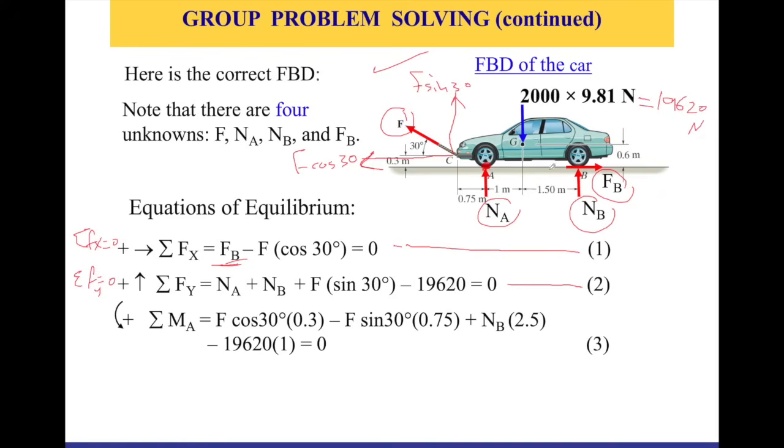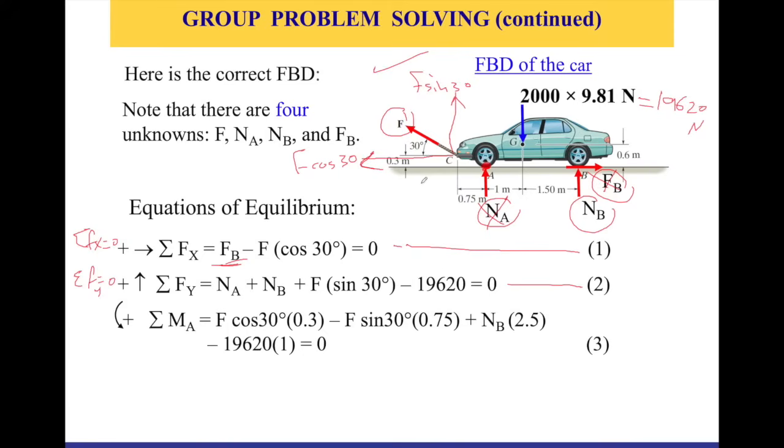It's either one, and that's the reason why I can select A or B, is that this FB is passing through A, so that's also going to be cancelled if I want to measure the moment around A. So let's select A. If we do the moment around point A, so NA is now going to contribute to my moment. FB is not going to contribute to my moment. And so let's look at the other forces.